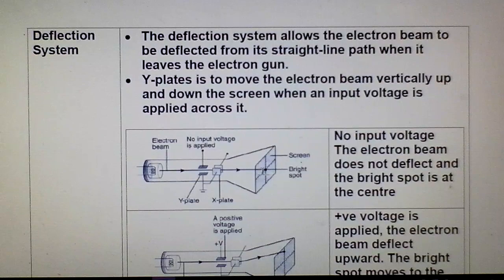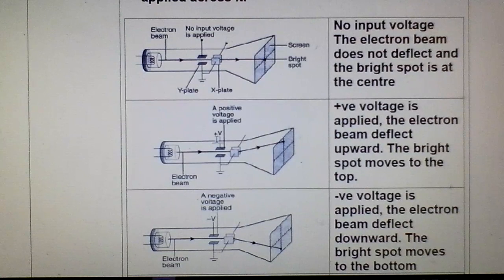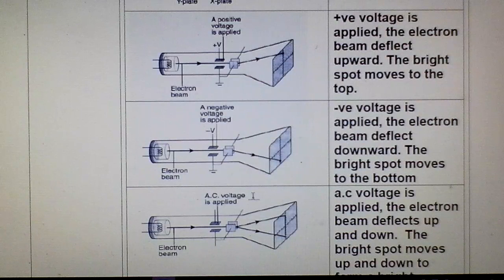Here we supply an input voltage at the Y plate. So what happened, the spot will be deflected up. As you know, when you connect this one to positive, the electron is negative, so it will be attracted to the positive plate, so it deflects up. When the beam deflects up, the spot moves up, so there is a displacement of the spot upwards. If we reverse the terminal and put this one to negative, the electron is negative and the plate is negative, so it will be repelled down, meaning it deflects down. Okay, so you can see the spot also moving down.